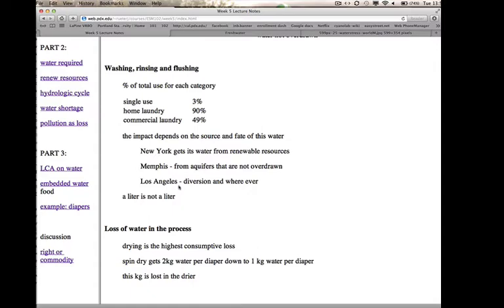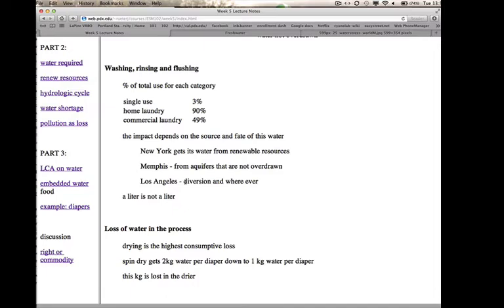But in Los Angeles, they're water deficit. They divert water from all these other places wherever they can, where they can afford to send it, pump it, get it. And so if you do home laundry in Los Angeles, there's a huge difference compared to home laundry in New York. You're adding a huge water requirement right on Los Angeles, in a place that's already water deficit.